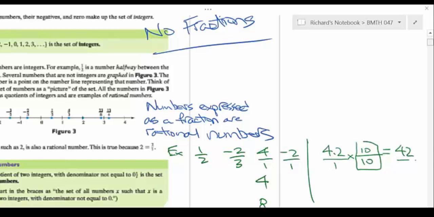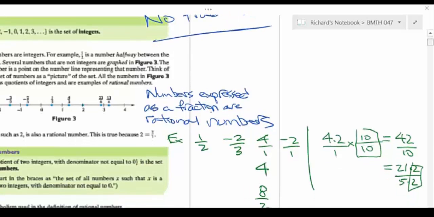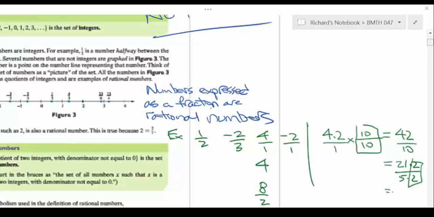1 times 10 is 10. Well, 42 over 10, that fraction, I can write as 21 times 2 divided by 5 times 2. Once again, anything divided by itself is 1. So 4.2 can actually be written as 21 over 5. So any non-repeating decimal number can be written as a fraction and is a rational number.